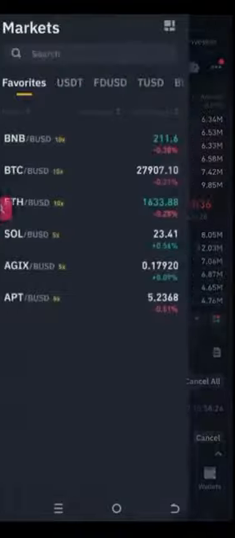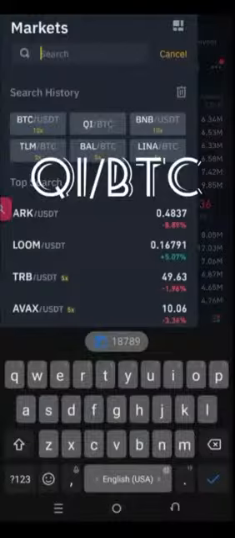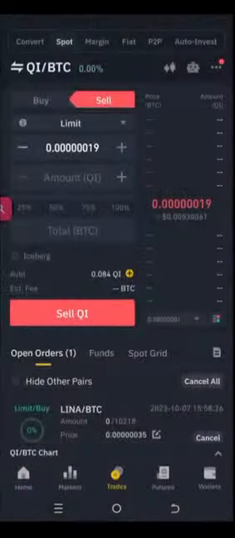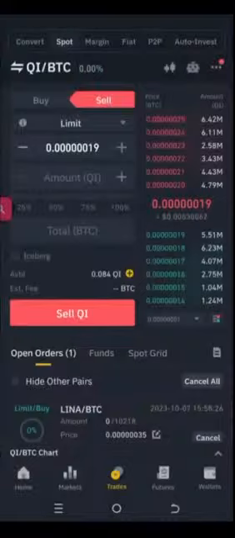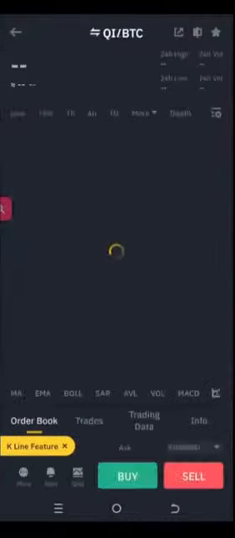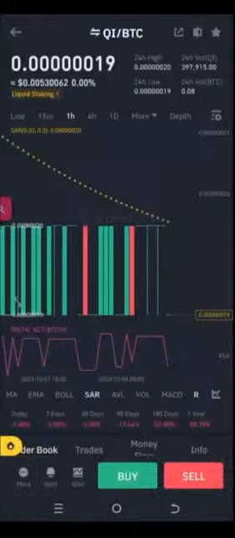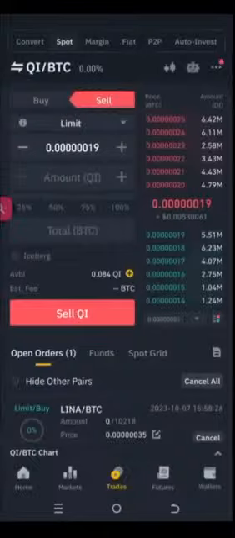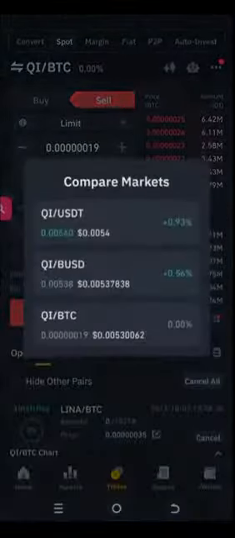Well, I thought of doing QI BTC, so let's check on QI. QI BTC looks like it's on the low. Let me check the chart whether the next move is for it to go down lower. It might be and it might not be, but it's currently on the downtrend. We hope it's not going to shoot up high. But as you can see here, it's currently at 0.00019. So let's quickly do a quick simulation and see what we will get.